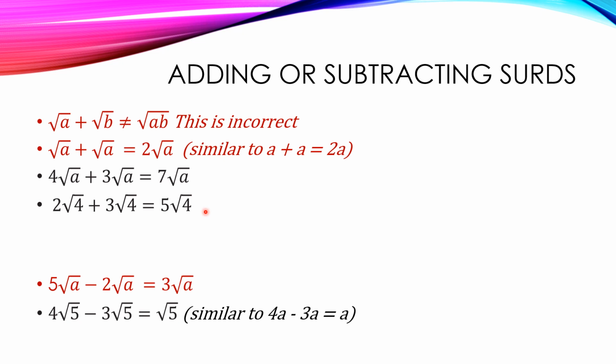Subtracting is exactly the same. So here you've got 5 square root of a minus 2 square root of a. So you've got 5 minus 2, which is 3 square root of a. 4 square root of 5 minus 3 square root of 5 is just 1 square root of 5. As when you do your normal algebra, when you do 4a minus 3a, you don't write 1a. This is the same. You just leave the 1 out. So the answer is just square root of 5.